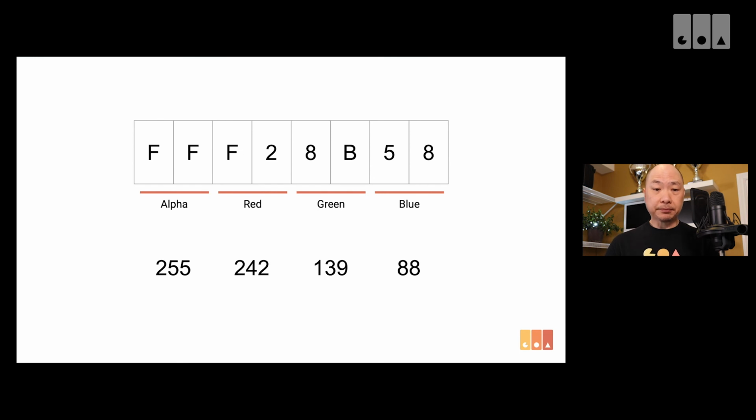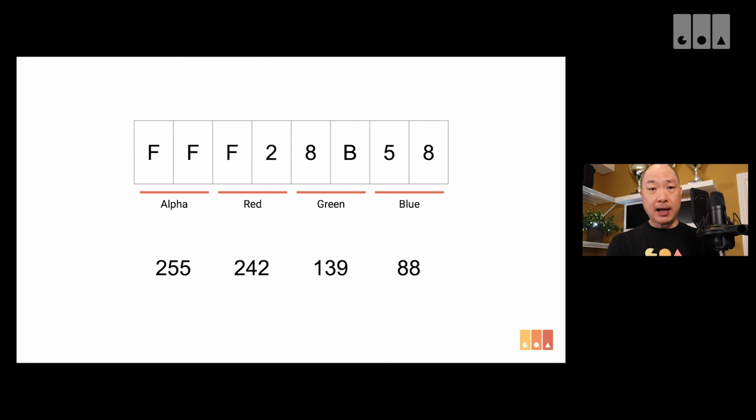So for example, here, this would be an 8-digit hexadecimal number. We would have FF, F2, 8B, and 58. The first pair, FF, would be the alpha value. In this case, the value is 255, so it's completely non-transparent. Then the second pair would be the red value, the third pair would be the green value, and the fourth pair would be the blue value. So this is how we would represent the complete RGB plus alpha, or RGBA value in Android.